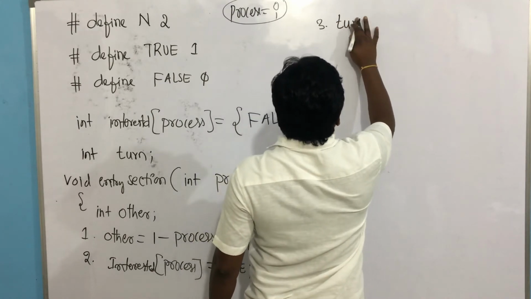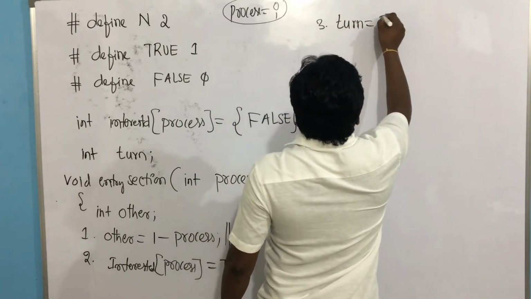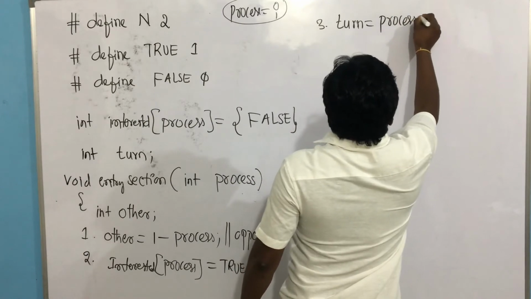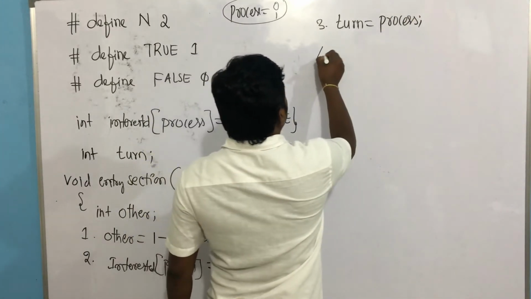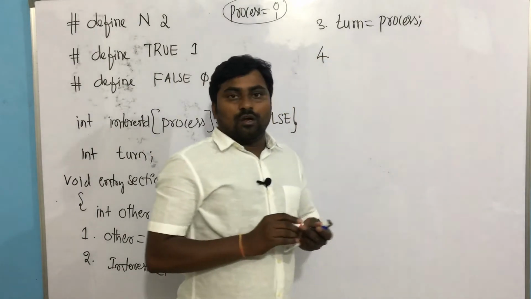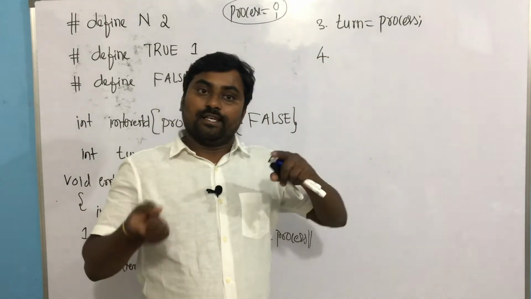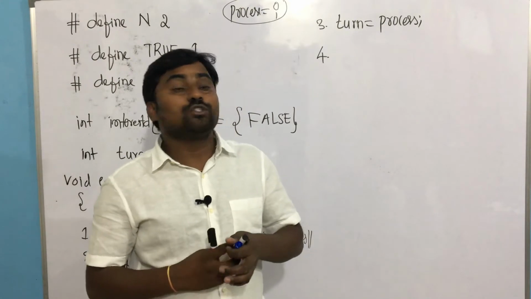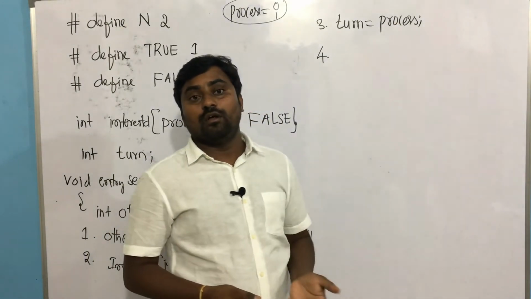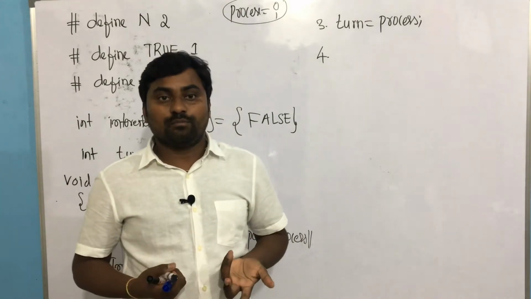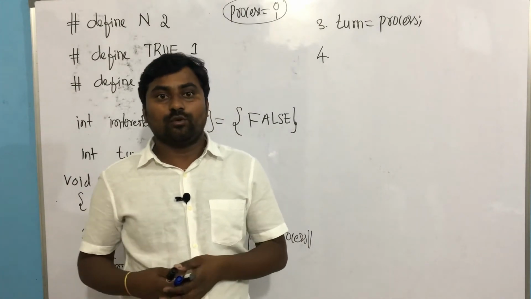Now turn equal to process. I will write turn equal to process. Are you getting? Turn equal to process. Look at this, the fourth step. Now the processes show interest and update the turn value, but we don't know which of them, P0 or P1, is going to update the turn value. Whoever updates the turn value first is going to use the critical section, right?